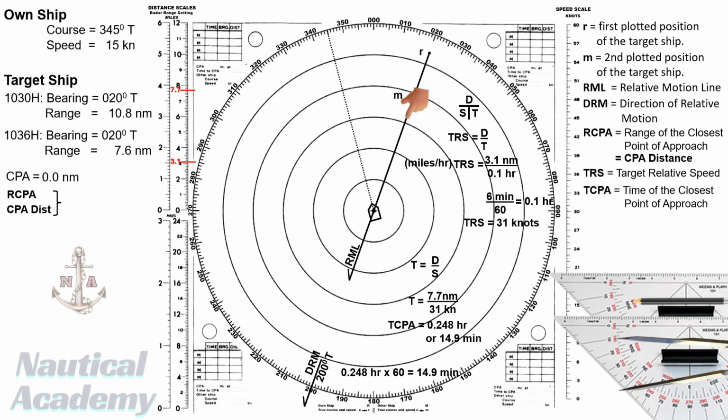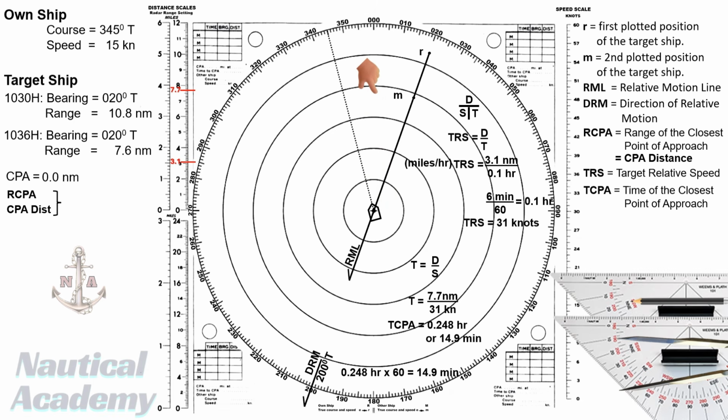In this scenario, however, the CPA is at the own ship's position. Therefore, it will take 14.9 minutes for the target to reach own ship, or 14.9 minutes for the two vessels to collide, provided they both maintain their present course and speed. If you plotted this example on your own plotting sheet, your answer may vary slightly, because the plotting sheet displayed on my screen may not be exactly to scale.